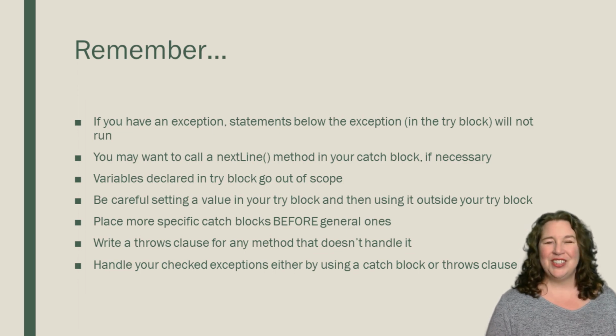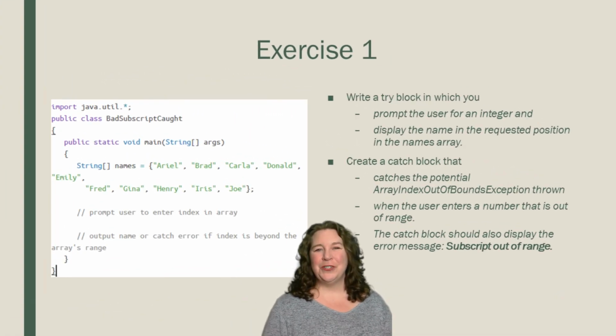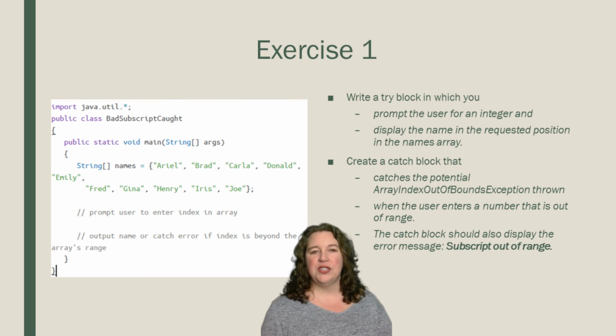Okay, let's talk about your homework. All right, your first one is exercise 1. I always think this one's pretty easy, but it's a good way to start with exceptions. Write a try block in which you prompt the user for an integer and then display the name that is at the requested position in the names array. I've given you an example here. Obviously, you're going to write this yourself.